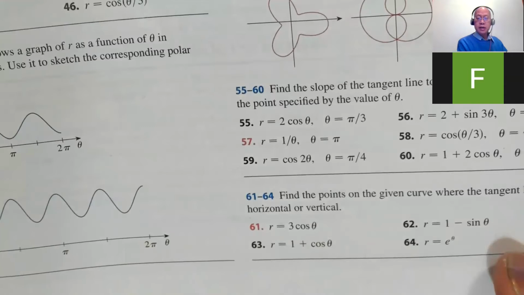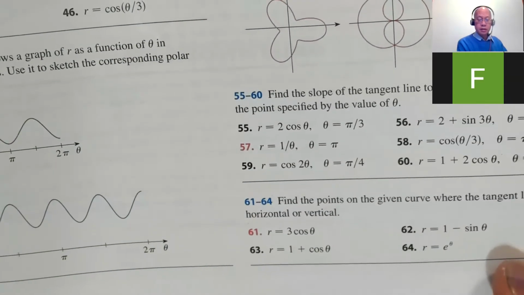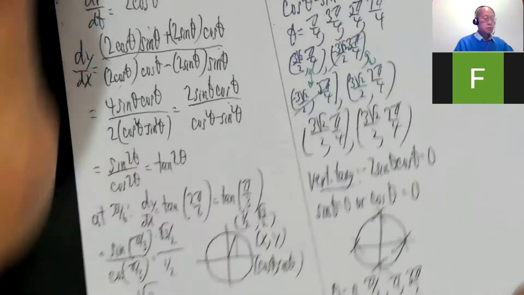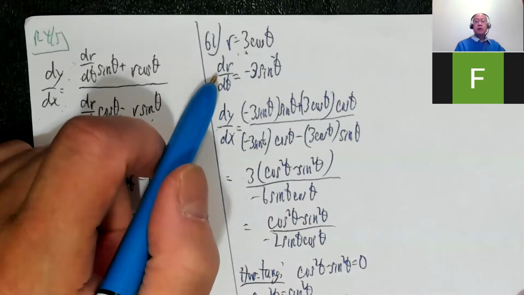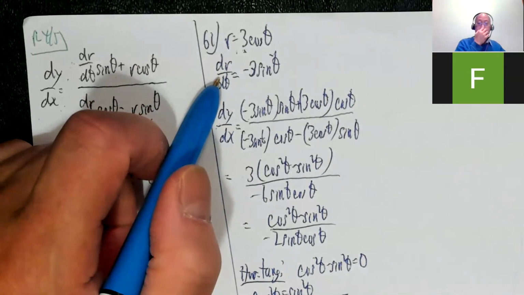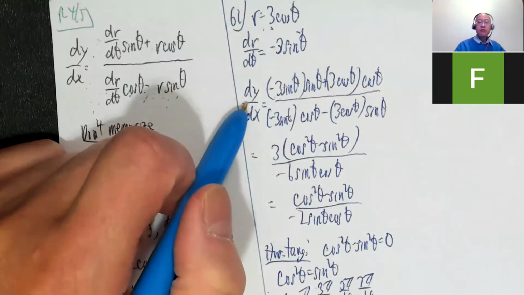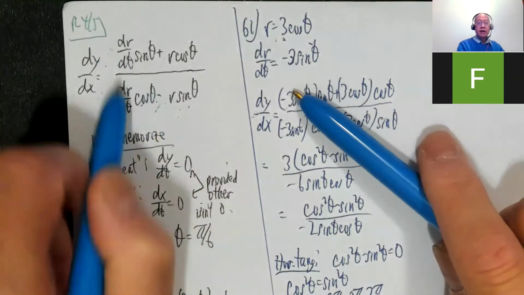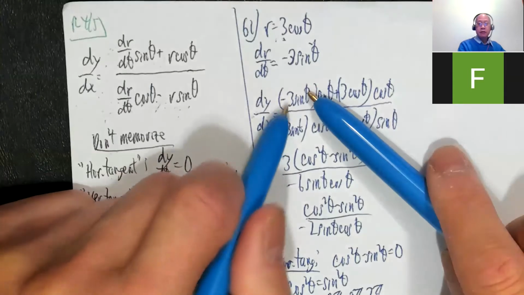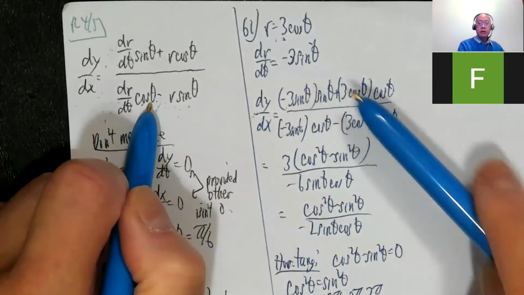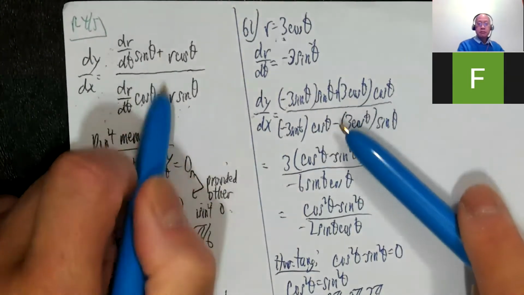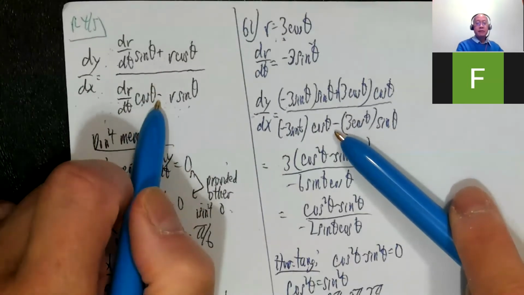And then 61, I'll show you 61, and then maybe that's about it. 61, r equals 3 cosine theta, horizontal or vertical tangent. So let me show you how to do one of those. Okay, so I need dr d theta, negative 3 sine theta. So dy dx, dr d theta, top and bottom. Copy that here and here. Sine theta, cosine theta. Plus, minus. You just template, just copy it.